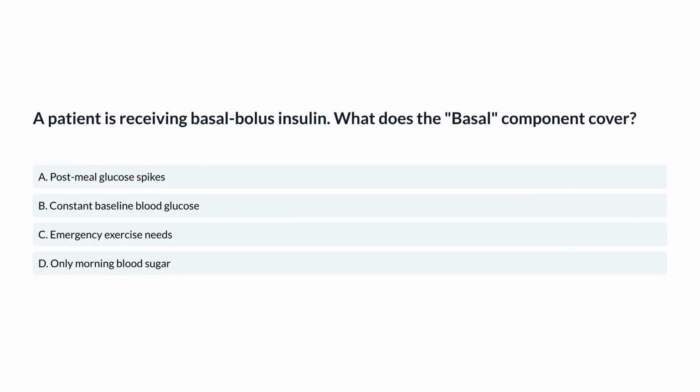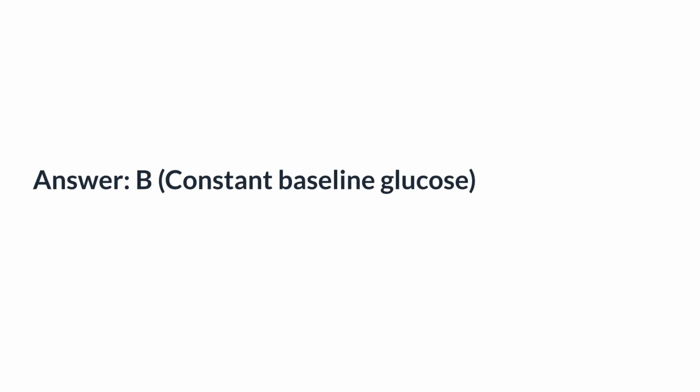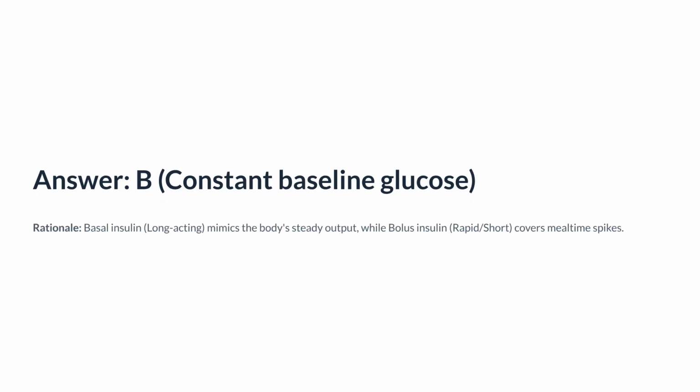A patient is receiving basal bolus insulin. What does the basal component cover? Answer, B, constant baseline glucose. Basal insulin, which is long-acting, provides a steady background glucose control that mimics the body's natural output. Bolus insulin covers mealtime spikes.